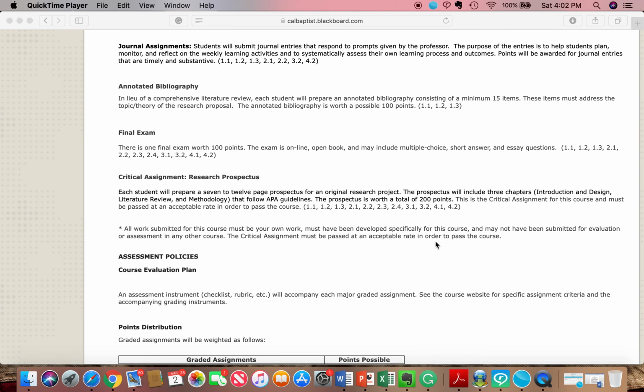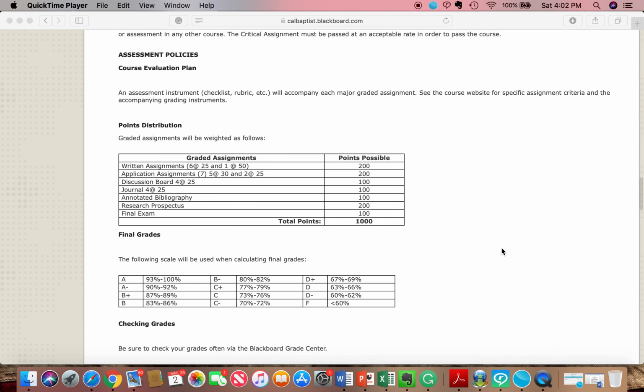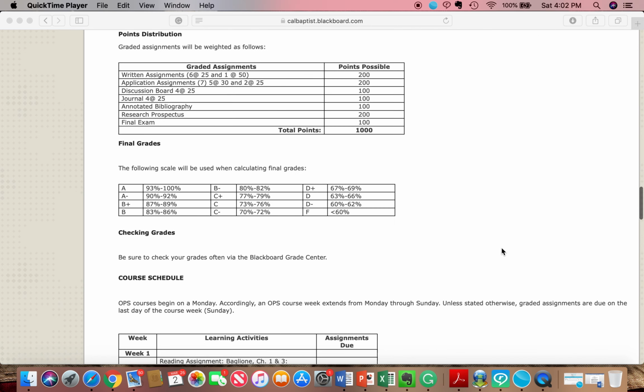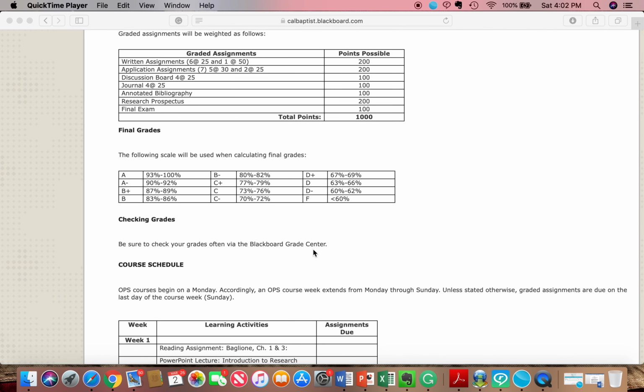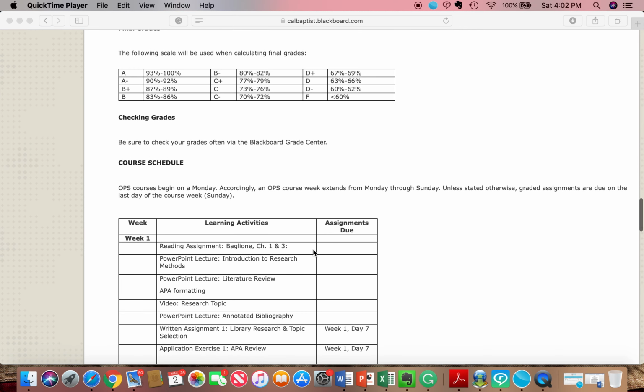We then go into some assessment policies. You'll see the grading breakdown of the entire course with our written assignment, our application assignments, our discussion boards, our journals, that annotated bibliography, our prospectus, and our final exam. This is a 1,000-point course, and you have the breakdown of grades that correspond with that. All grades will be in the Grade Center on Blackboard.